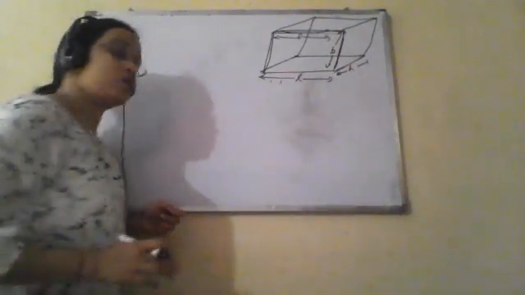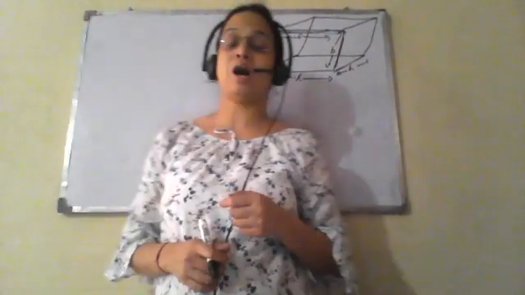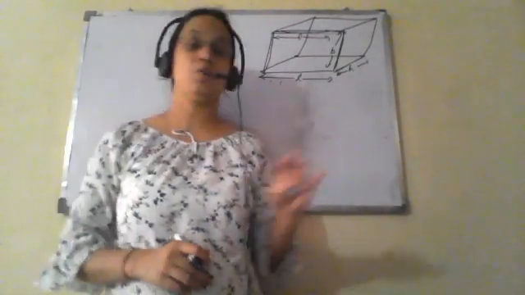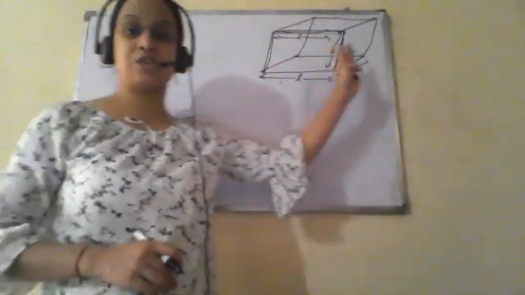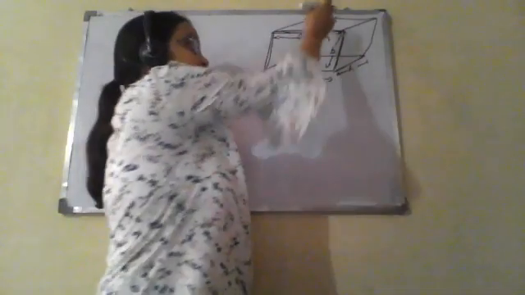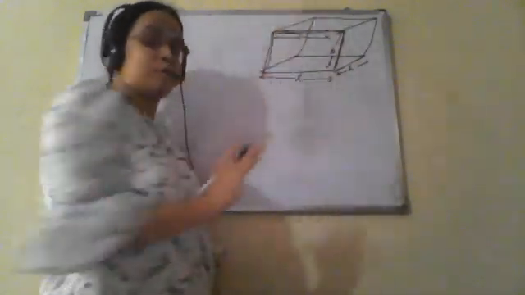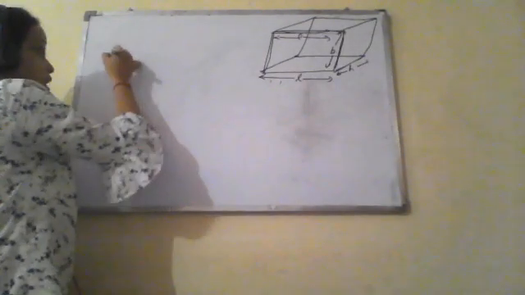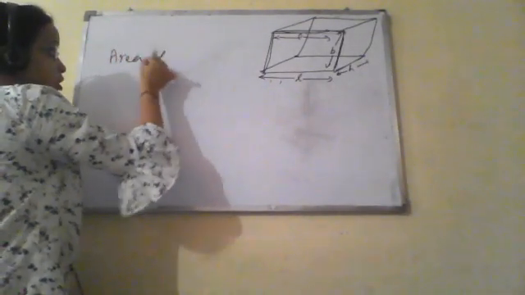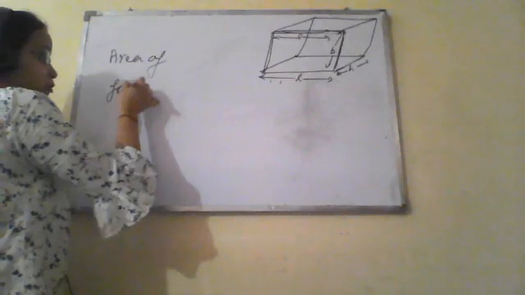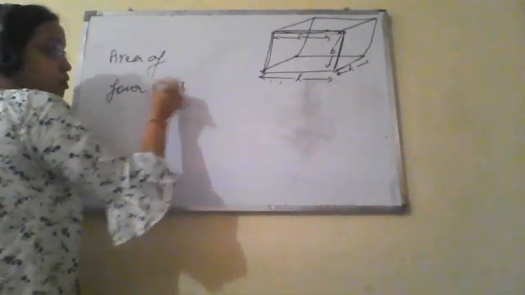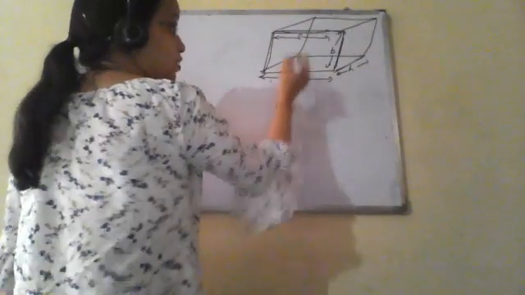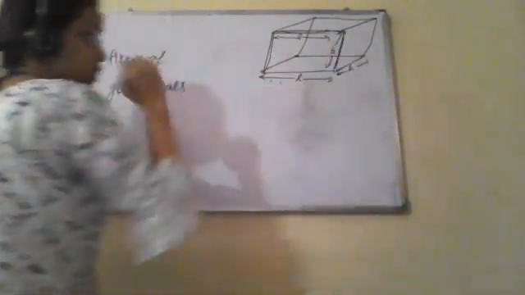Now, there are certain questions in which they have asked the area of the four walls. For the area of the four walls, either you can calculate the total surface area and subtract the base area and the top area from it. That will be the area of four walls. And if you have to calculate individually, the area of four walls means this front wall, back wall and the side walls.